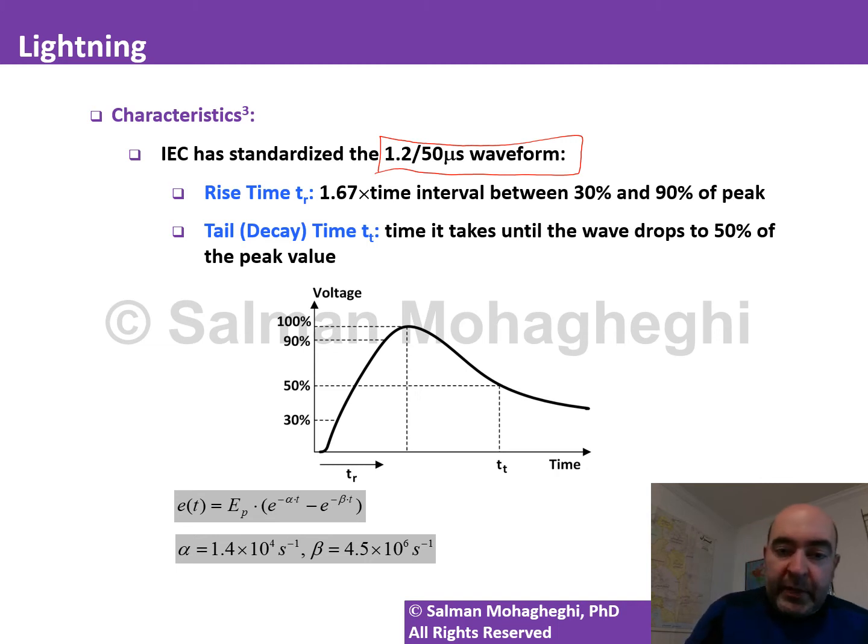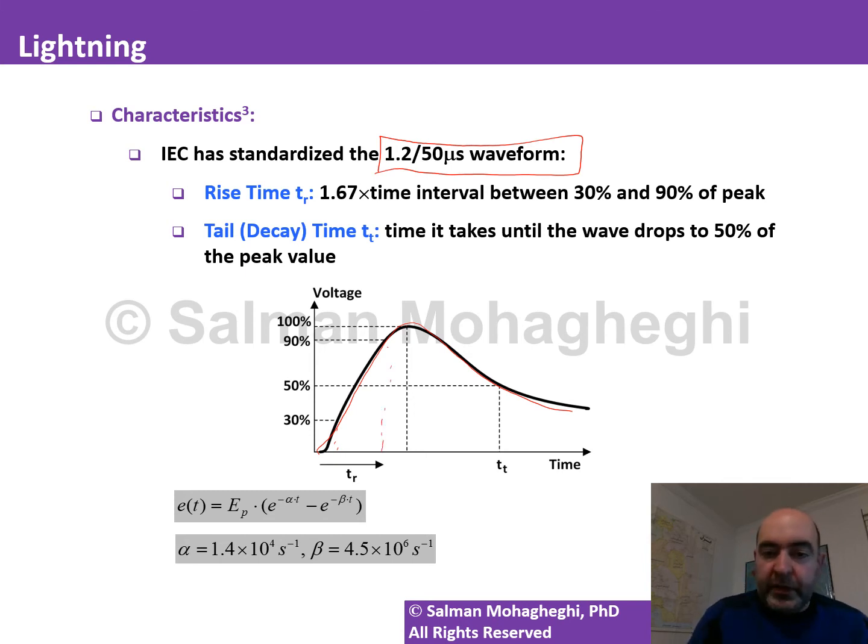So as I mentioned earlier, the waveform goes to a peak and then decays down. And if this is the peak value, this would be the time to 30% of the peak, and this is the time that it takes to reach 90% of the peak.